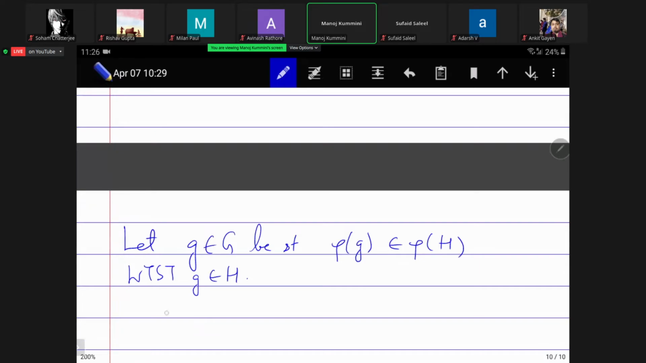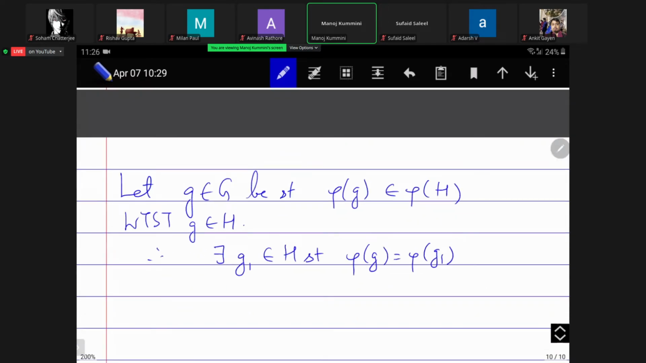But what does this mean? Therefore, there exists g1 inside H such that phi of g is phi of g1, which implies that g inverse g1 is in the kernel of phi. Maybe I want to write it the other way around. g1 inverse g is in the kernel of phi, because they both get mapped to the same element. But this is inside H. This is where it is used now.